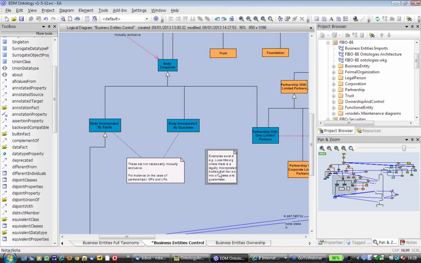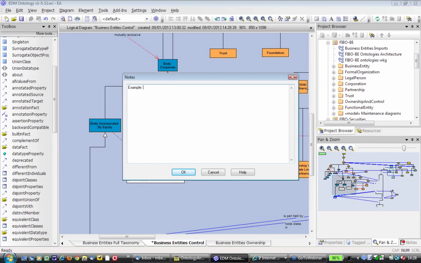Sorry, Mike, you're asking for an example of an incorporated private company limited by guarantee. Yep. Okay.